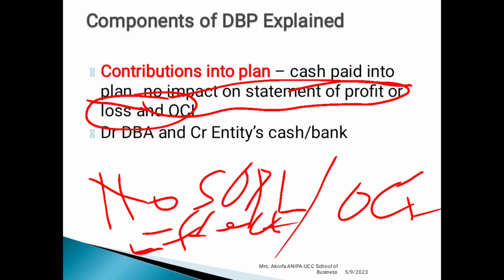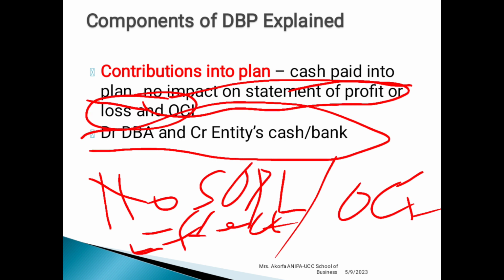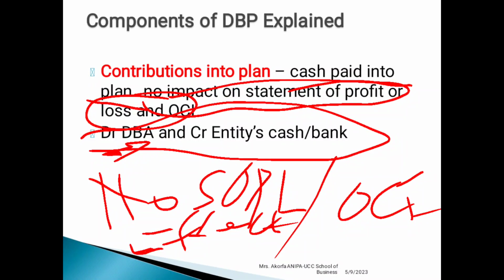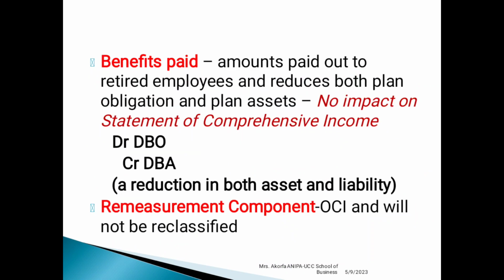So debit defined benefit asset and credit the entity's cash or bank. Debit defined benefit asset, because it's an asset, it has a debit balance. If it is going to be debited, it means it will add up to the asset there. Then you credit the entity's cash or bank.